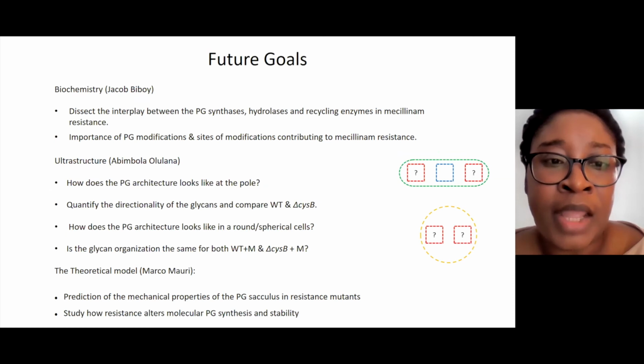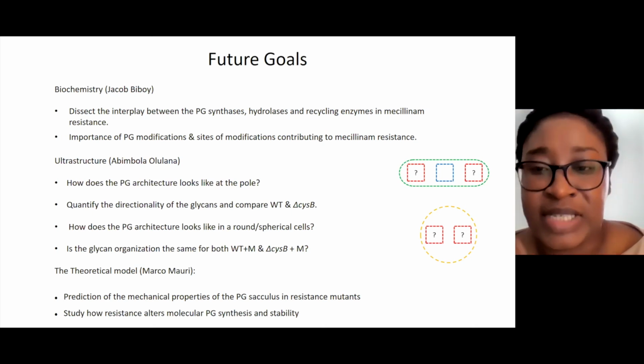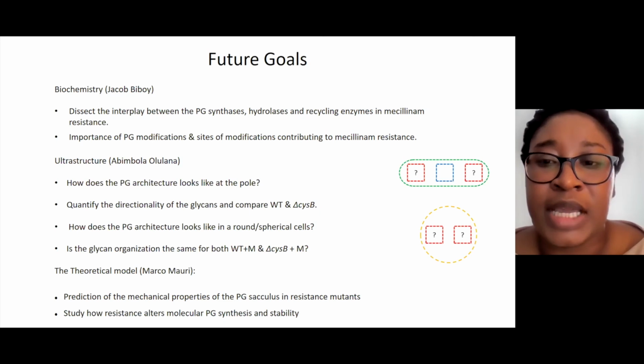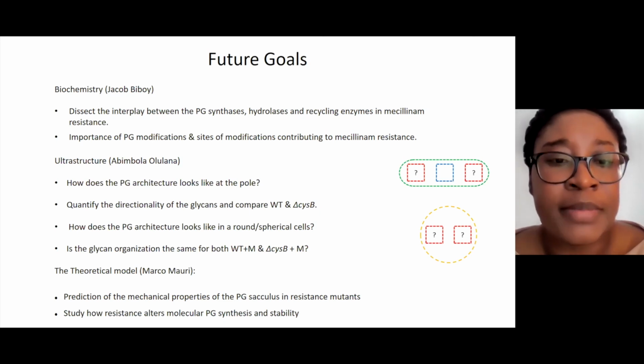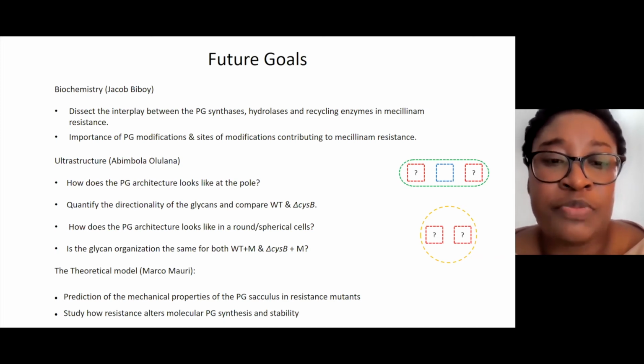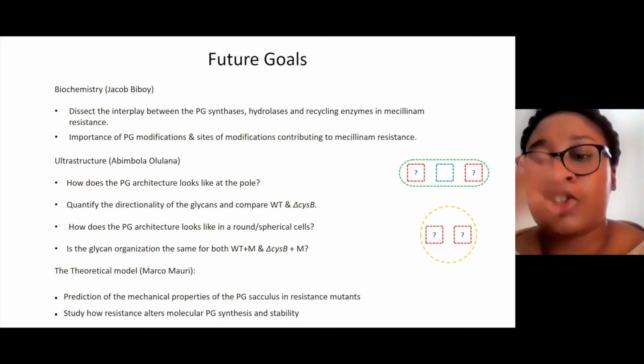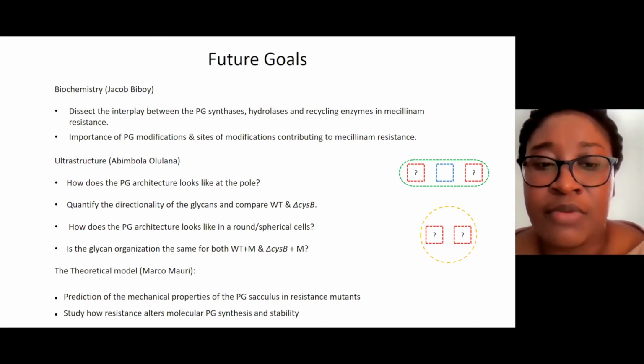Next. In terms of the future goals, from Jacob's point of view, it's going to be looking at the interplay between the PG synthesis, the hydrolysis and the recycling enzymes in terms of the CSB mutant, which is the mesenchymal resistance strain. At the same time, it's going to be looking at the importance of the PG modifications, and the effects of the site modifications and how this contributes to the mesenchymal resistance.